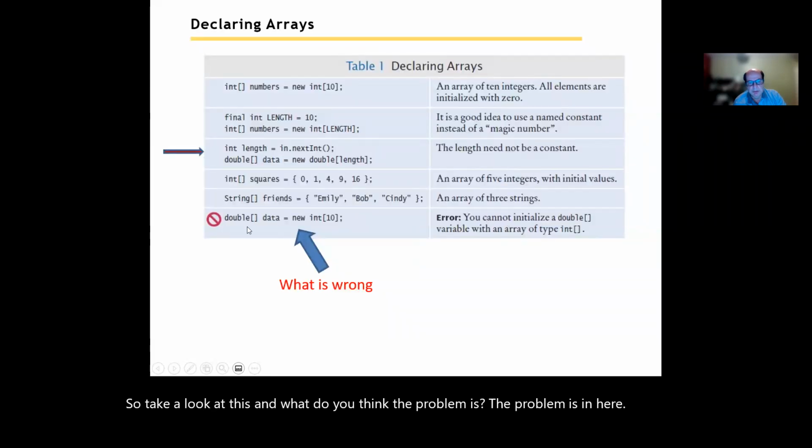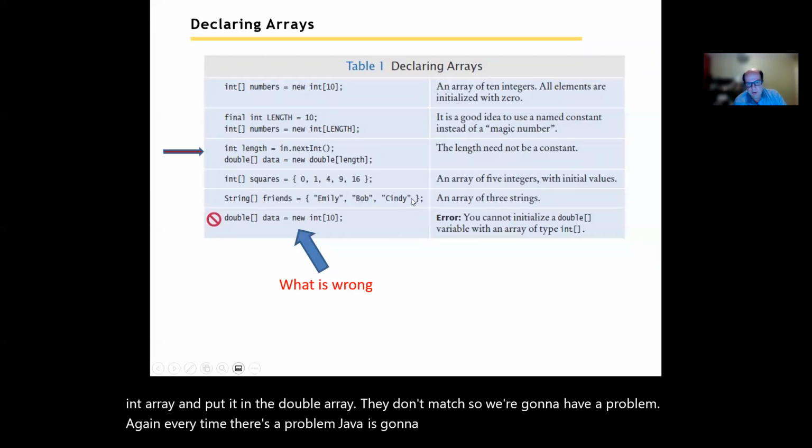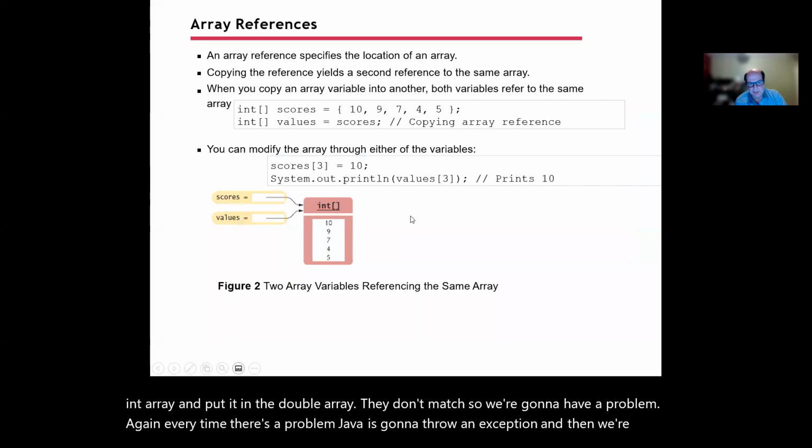So the problem is I have the data of type double, and then I'm trying to create a new object of int array and put it in the double array. They don't match, so we're going to have a problem. Again, every time there is a problem, Java is going to throw an exception, and then we're going to figure out what to do with that exception.